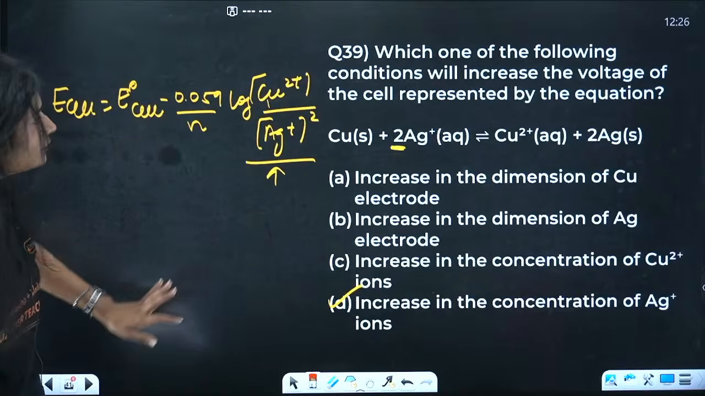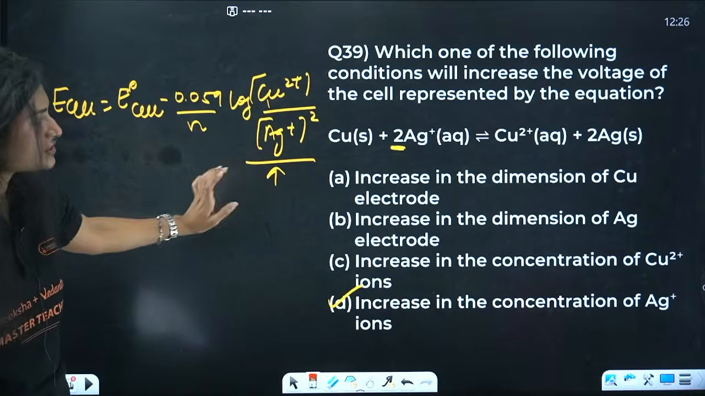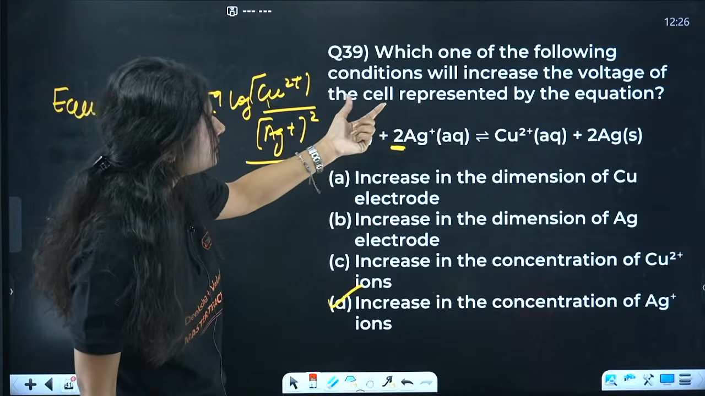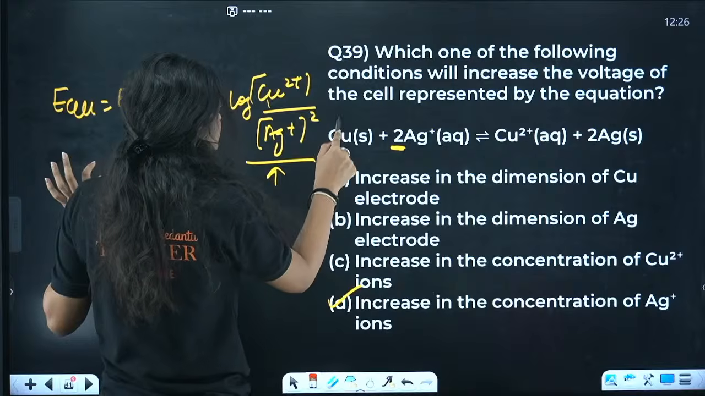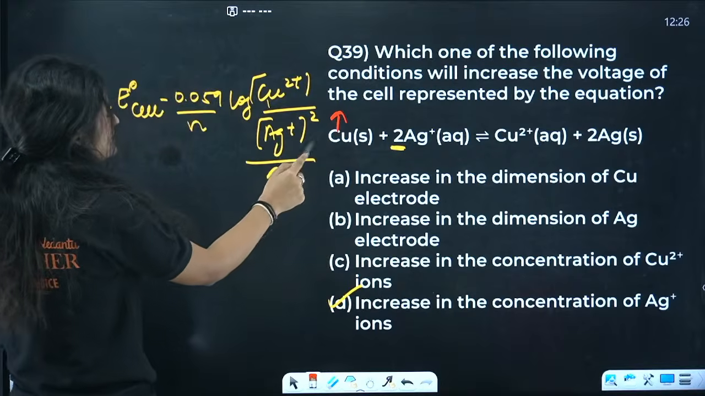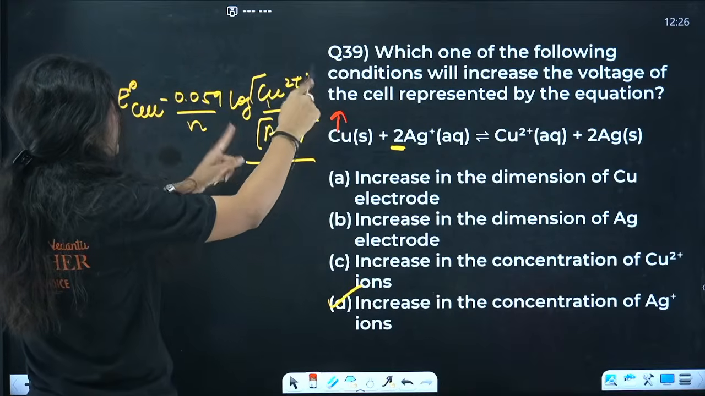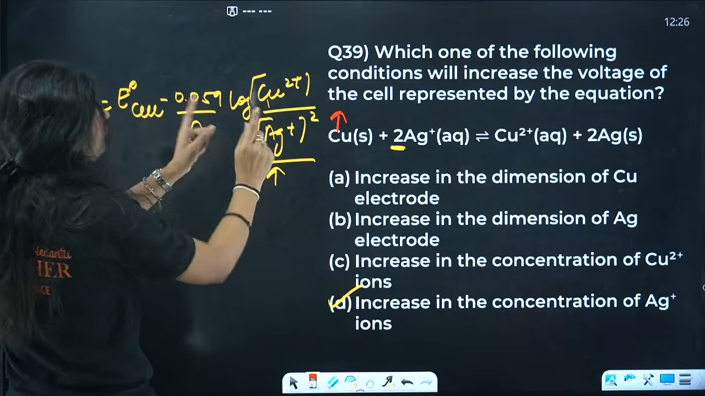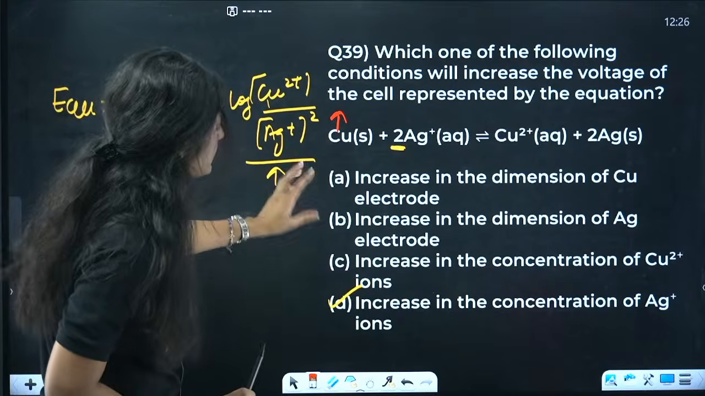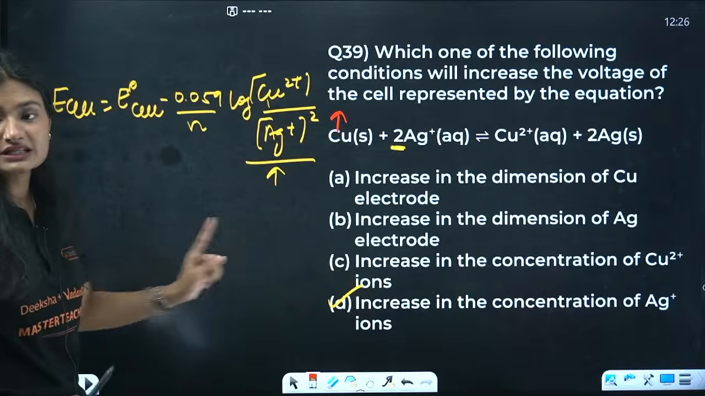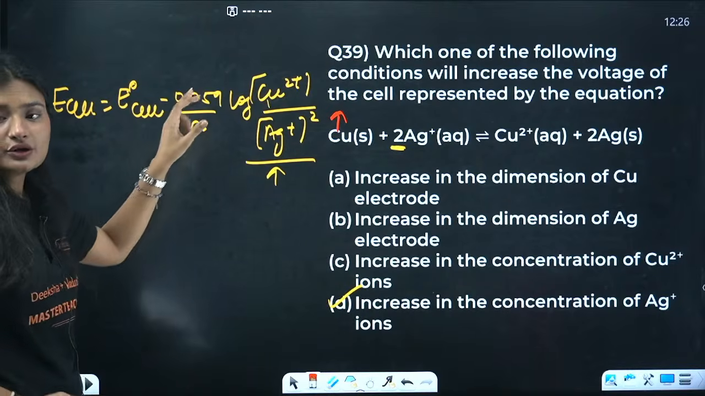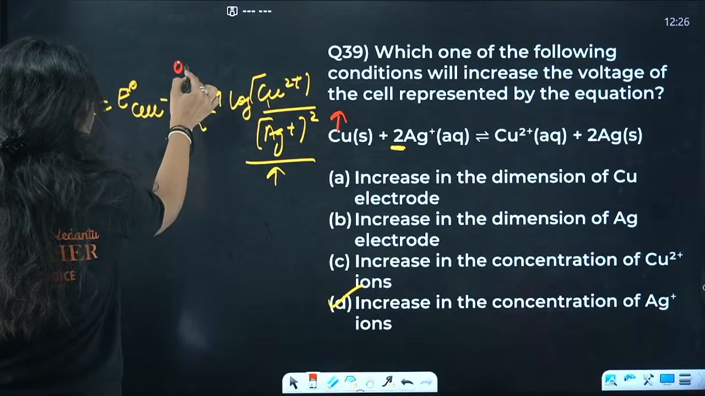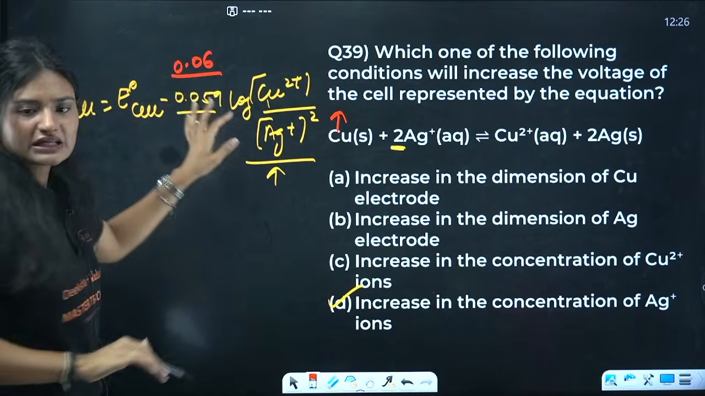Okay, next question, again the same, you write the reaction. In this case we are asked in what condition the voltage will increase. So again, if you increase the concentration of Ag positive, this term becomes negative. If this term becomes negative, negative means positive. So increase in the concentration of Ag ions. This is the Nernst equation. Remember this. Okay, to simplify it, use 0.06 here. Okay, the answer will come the same, don't worry.